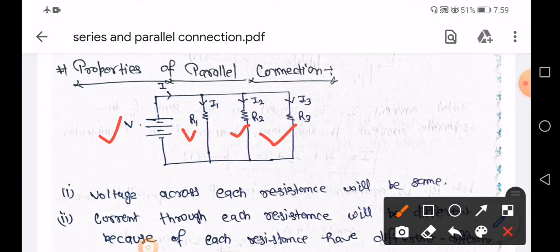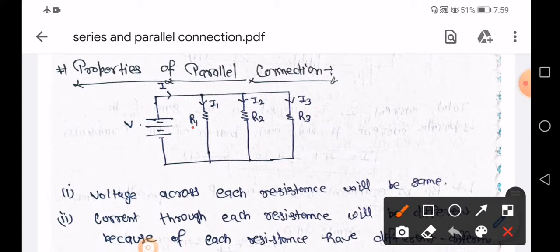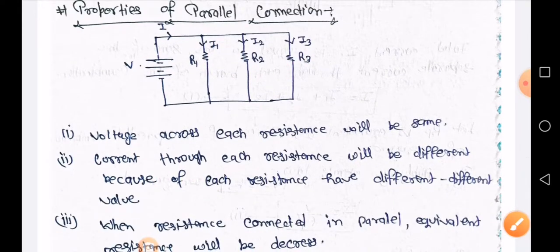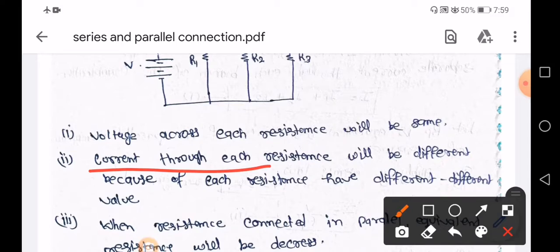If the total voltage here is V, then the voltage across R1, R2 and R3 will be the same. The voltage is the same in a parallel connection, but the current is different because each resistor has a different value. The first property: the voltage across each resistance, V1, V2, V3, is the same. The next property: the current through each resistance is different. Why? Because R1, R2 and R3 have different values, so the current will be different.